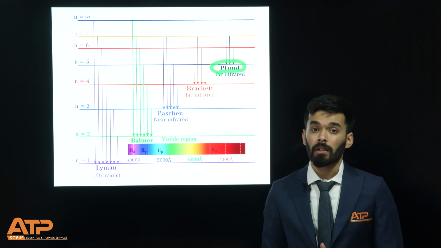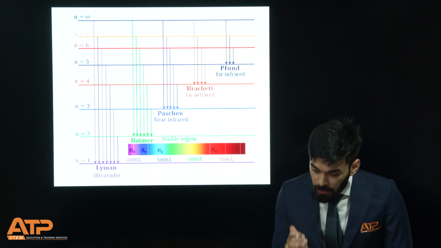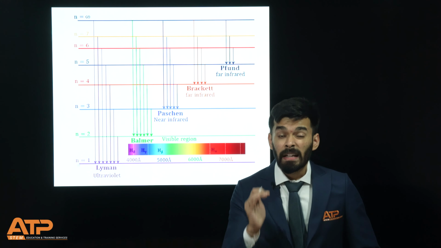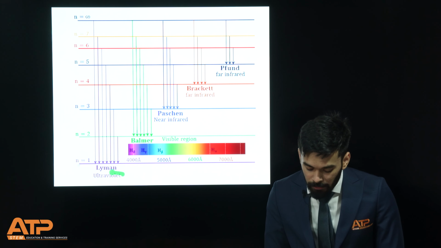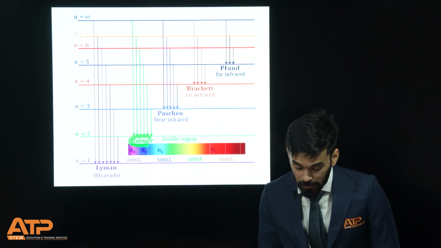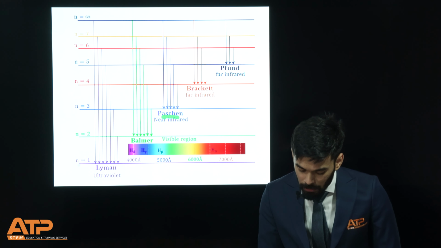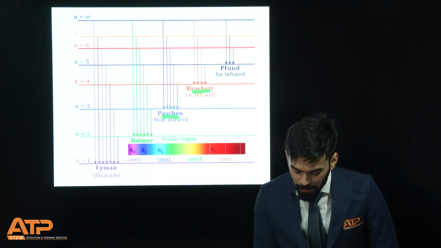it's called Pfund. And one thing to keep in mind is all the photons which are emitted in Lyman series, they are ultraviolet photons. All the photons which are emitted in Balmer series, they are visible region photons. All the photons of Paschen, Brackett and Pfund are infrared photons.